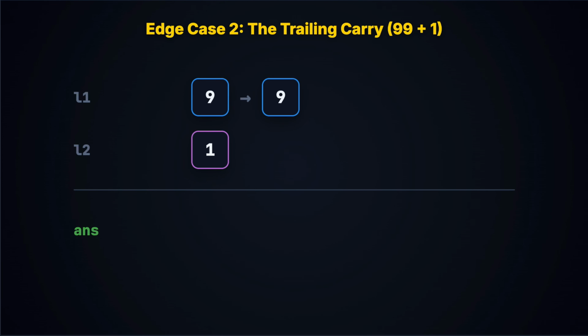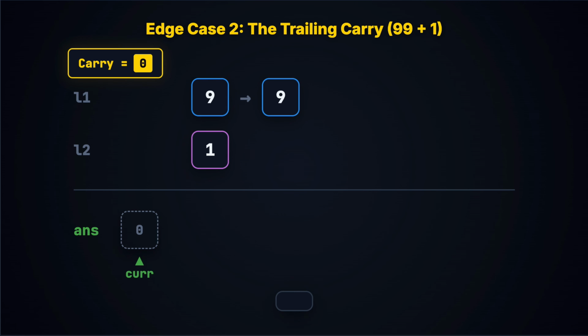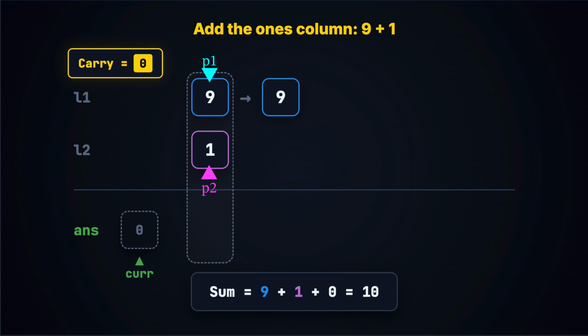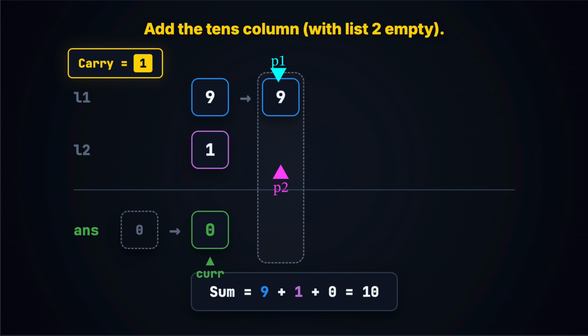Edge case number 2, the trailing carry. Let's stick with 99 plus 1. It's a good one because it triggers both edge cases at once. We add the ones. 9 plus 1 is 10, place a 0, carry the 1. We add the tens. List 2 has already run out, so we substitute 0. That's edge case 1, already in action.